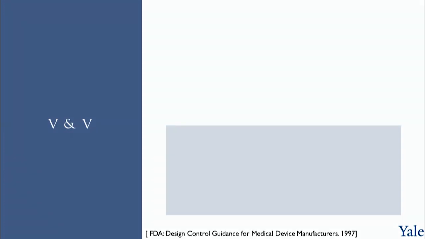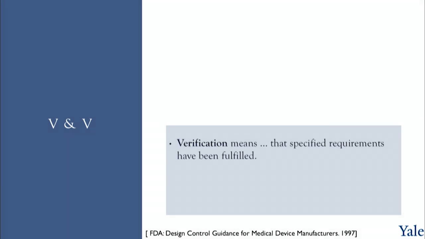Before we get there, I want to introduce 2 terms that you'll hear a lot of. The terms verification and validation. You'll often hear them referred to as V and V, and often interchangeably. So let's just focus on what these 2 words mean, and with those, we'll be ready now to jump into a review of design controls. So verification means that the specified requirements have been fulfilled. It means that our software meets its specifications. It does what it's supposed to do.